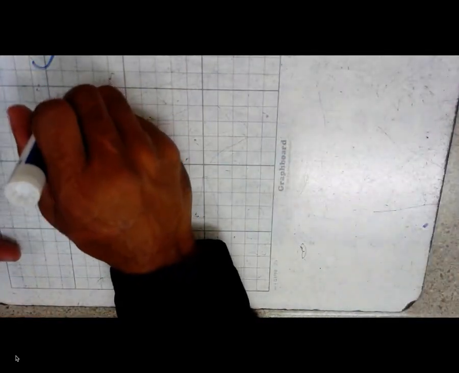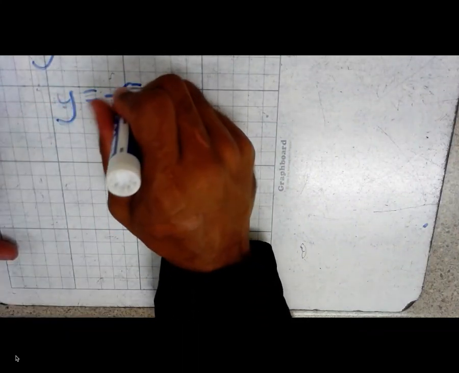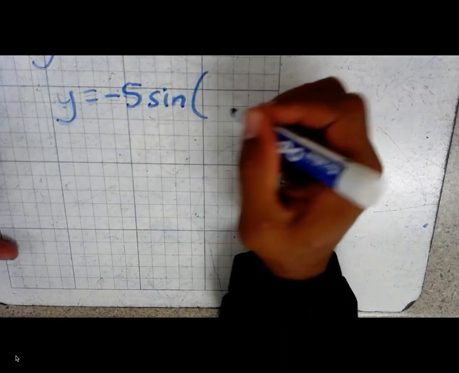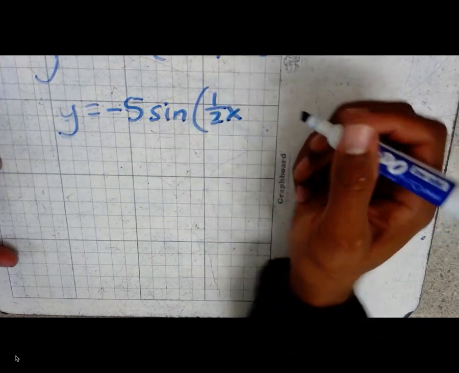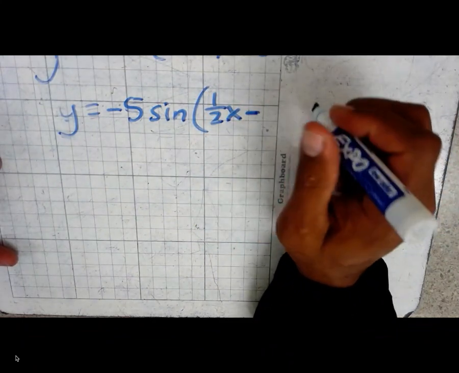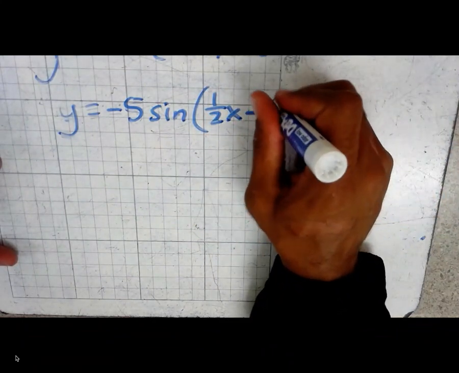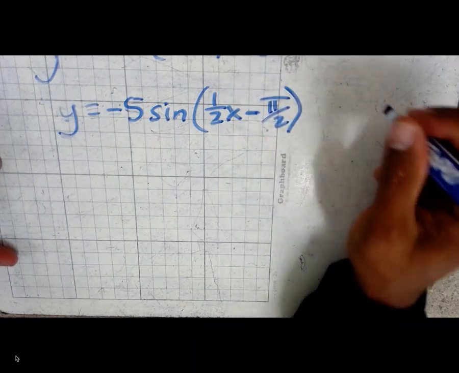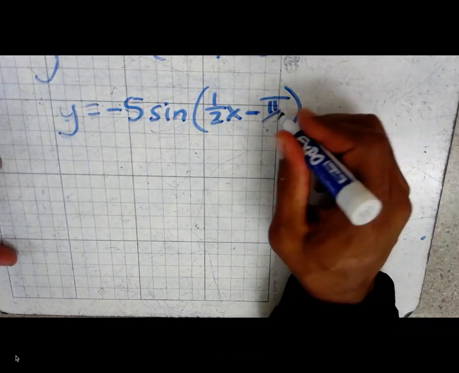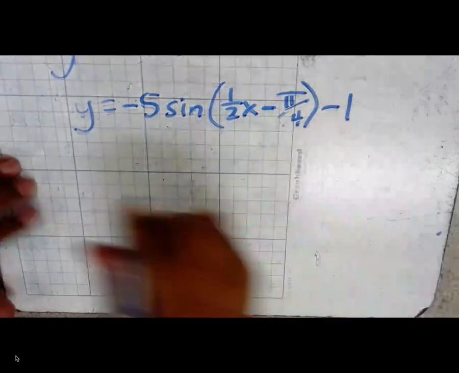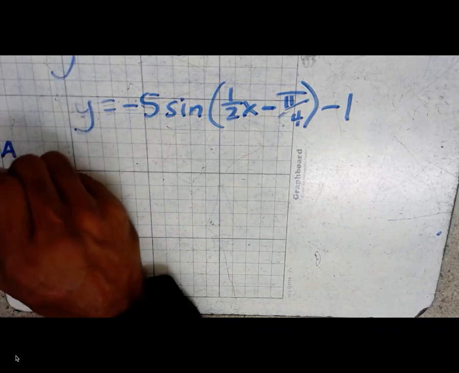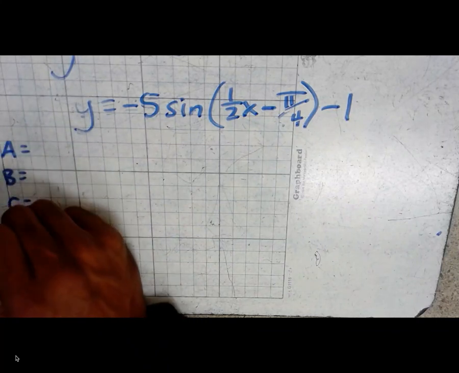Okay, let's pick a little bit different one. Okay, now let's say it was -5 times sine of, let's say, 1/2 x, then minus pi over 2. Actually, let's go pi over 4. Make things interesting here. Okay, so first, A, B, C, and D.